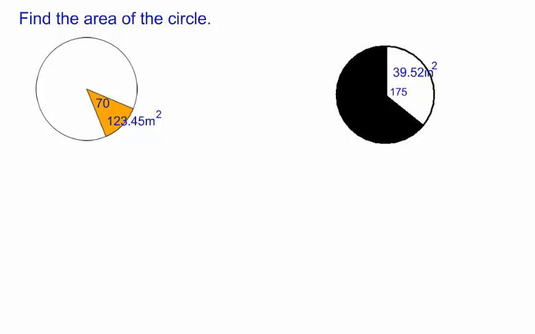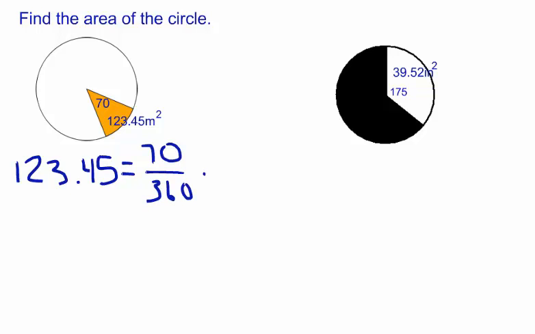All right, there are two other types where we're finding the area of the circle, and it would be very easy if they gave you the radius, but in both of these circles, they did not give you the radius. They gave you the central angle, and then they gave you the area of the shaded region, or the area of the unshaded region for the second circle. So, just like before with arc length, we can set 123.45, because that's the area of the sector, equal to 70 over 360, and we're trying to find the area.